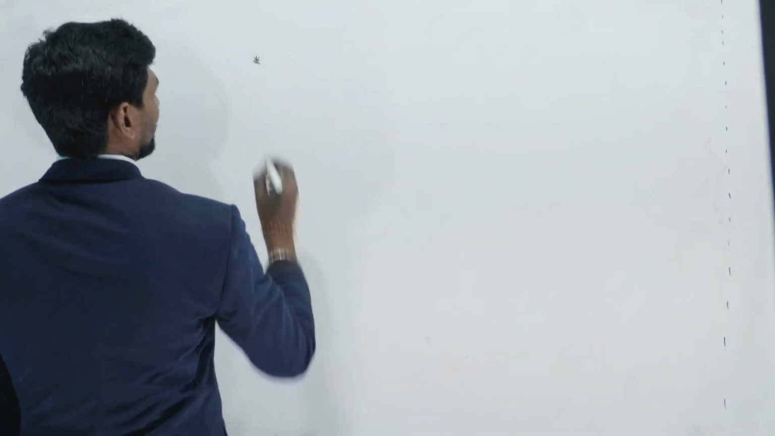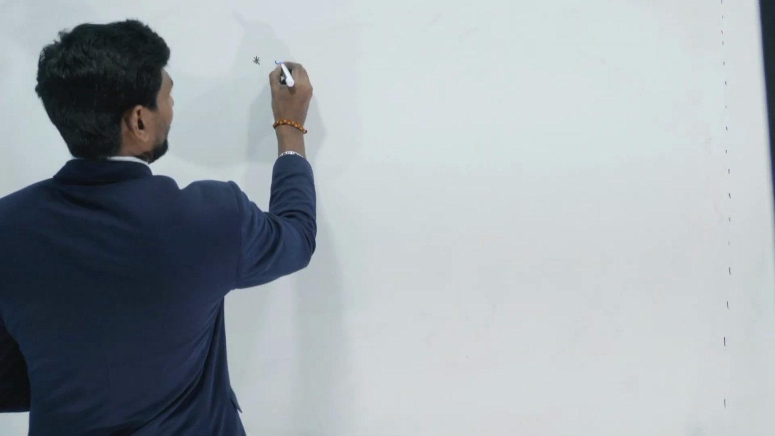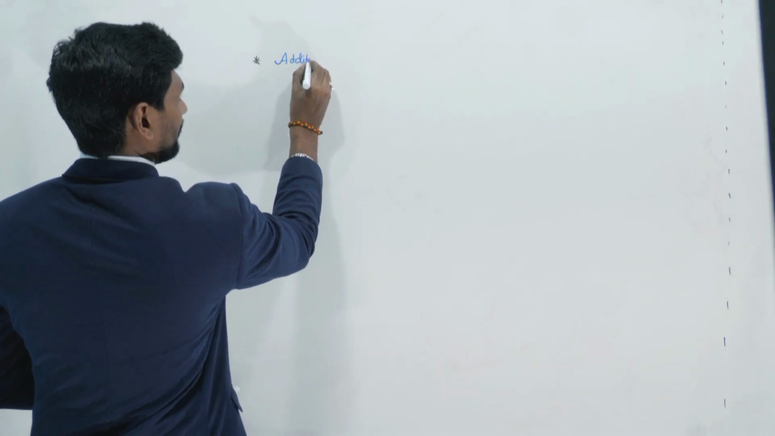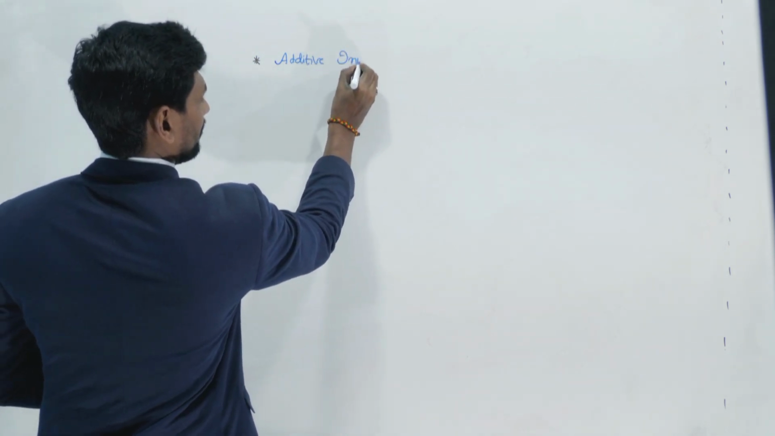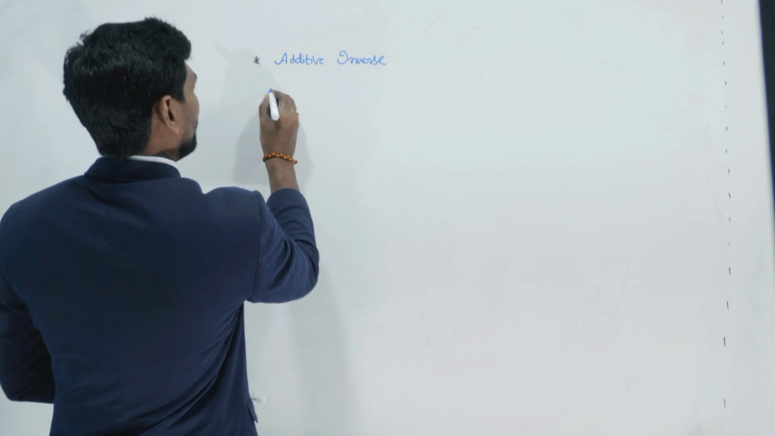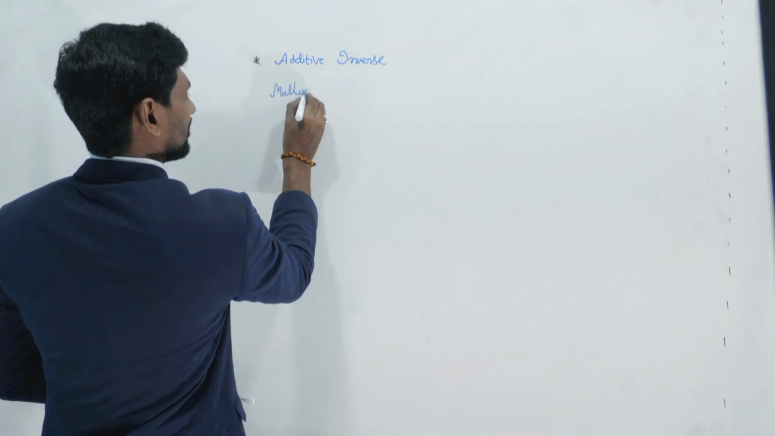Now, conceptual based questions. The rational number does not have reciprocal. Do we discuss reciprocal, right? Additive inverse, multiplicative inverse. Multiplicative inverse only we call reciprocal. Let us revise once again: additive inverse and multiplicative inverse.